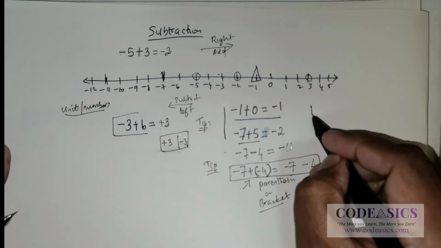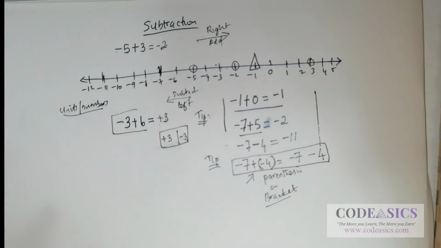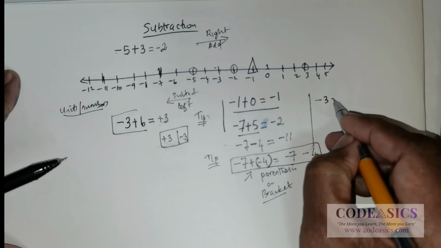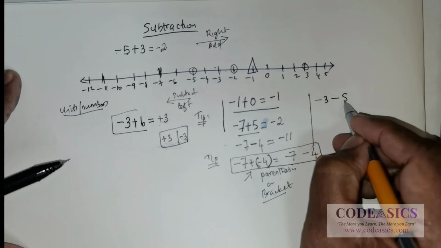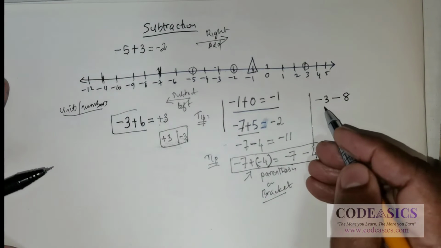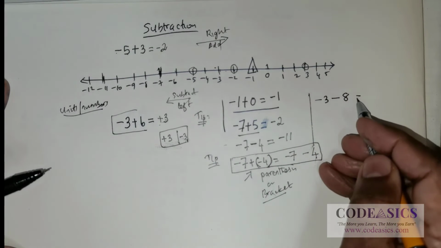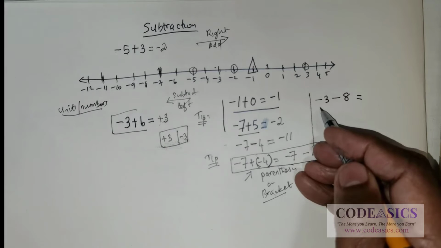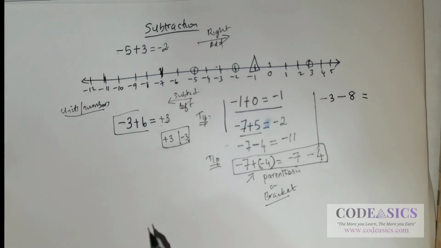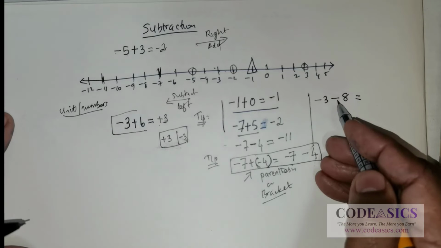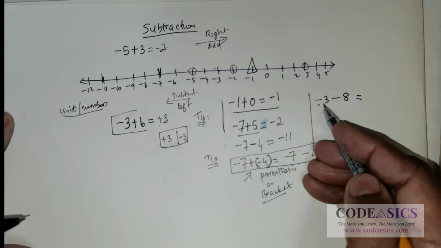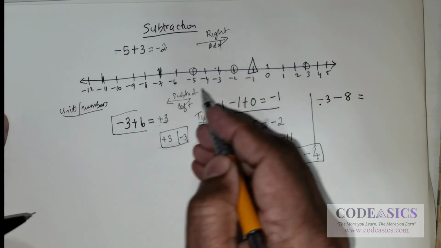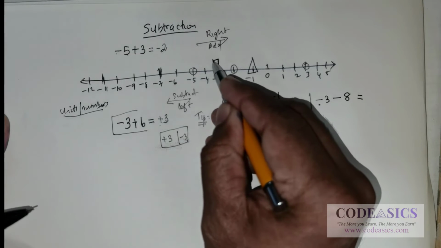So let me give you another question. I want you to add, say, negative 3 with negative 8. So what would happen? In other words, what would happen when you have something like negative 3 minus 8, or negative 3 negative 8? So what would the outcome be? So you are subtracting 8 from negative 3. Meaning from negative 3 you're subtracting negative 8. So you got to move towards the left. So where is negative 3? Negative 3 is over here.